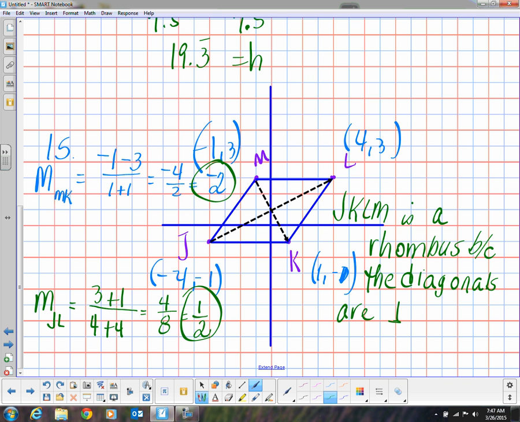Now, would it be wrong to say perpendicular bisector? No, because they told us it was a parallelogram and the bisect is part of the parallelogram. But perpendicular will suffice. Other questions? Yes, Caitlin?